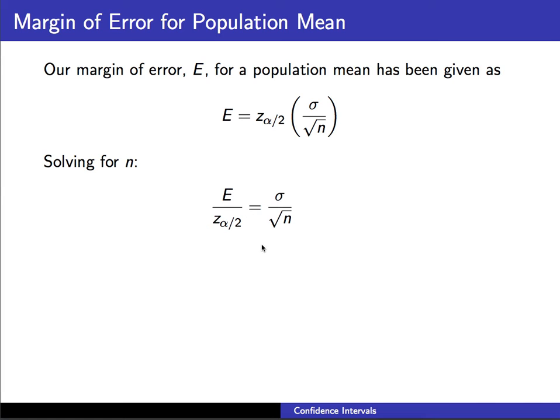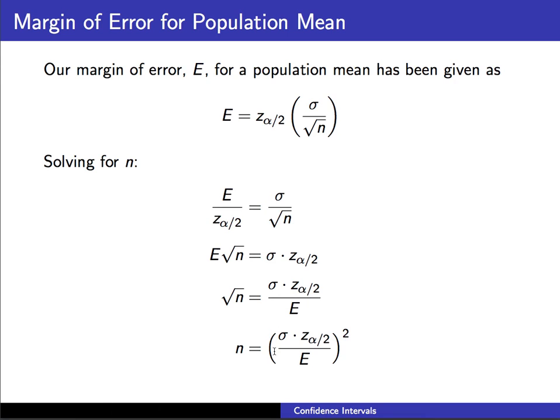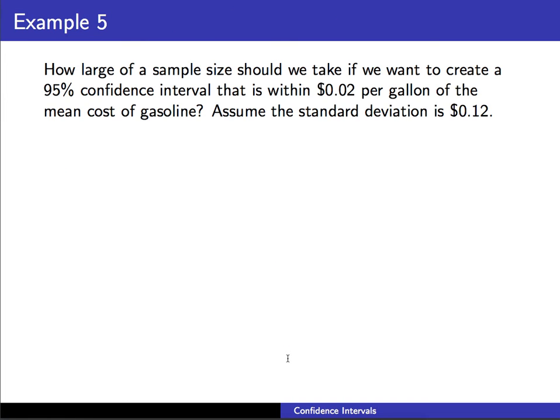get a proportion here. We can cross multiply and get E times the square root of n equals sigma times z sub alpha over 2. Divide both sides by E to get the square root of n equals this right side divided by E. And then to get n by itself, if it's being square rooted, we want to square both sides. This will give us our sample size we need to be within a certain margin of error of the population mean. So let's take a look at using that in example 5 here.